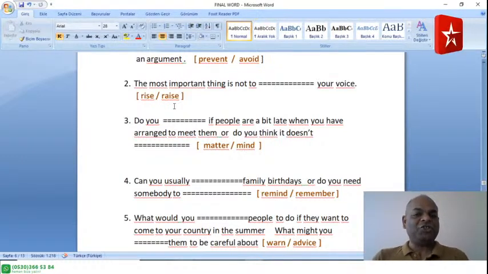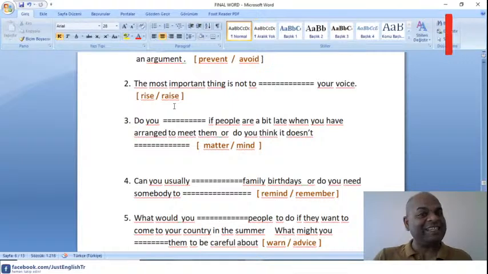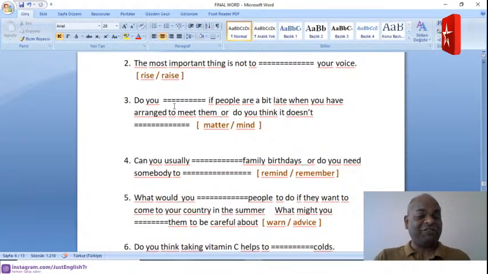Alright, number 2 should be what? Raise. Nilsu Arsalan says raise. That's good. Alia says raise. And Tessin says raise. Guys, that's a good and the right answer. Thank you so much for your contribution.